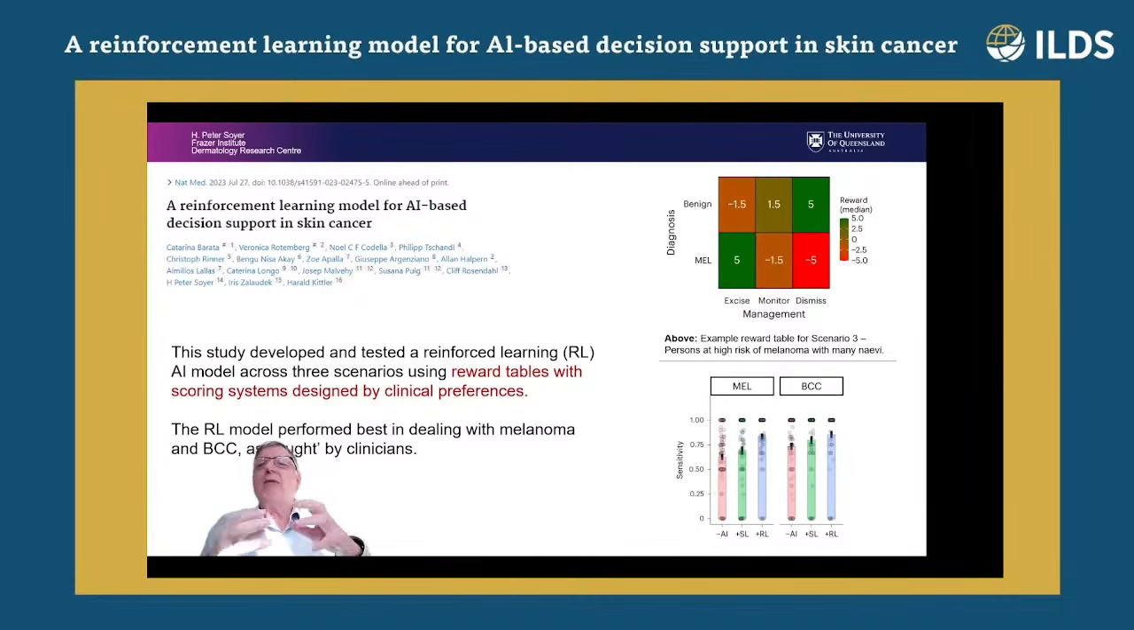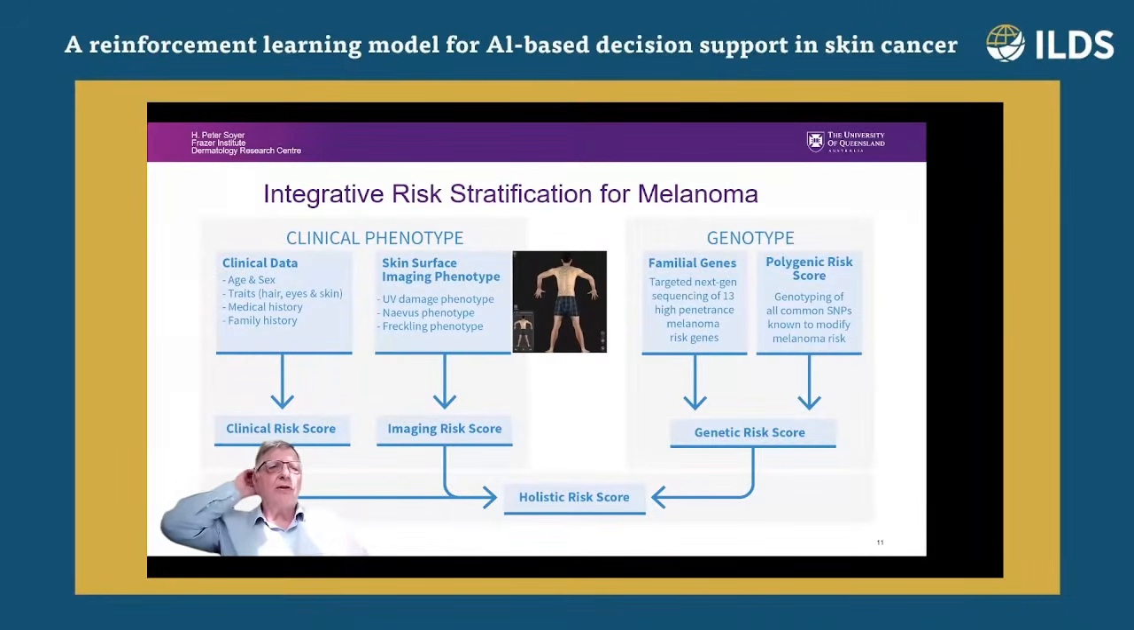So basically what this paper says is that it is so important that there is a close interaction between AI experts and clinicians, or let's say more generally domain experts. But let me now share a little bit with you the work we are doing based on artificial intelligence and integrating risk stratification for melanomas.